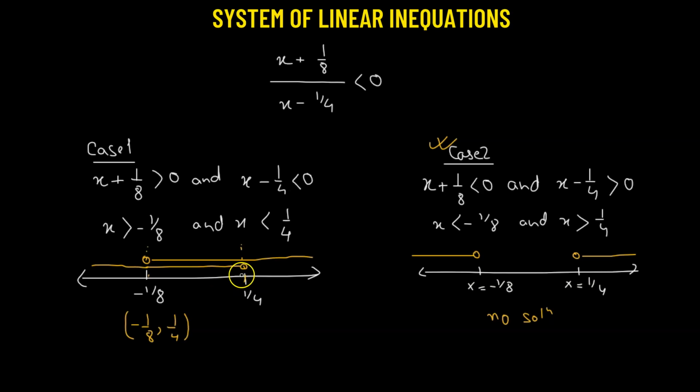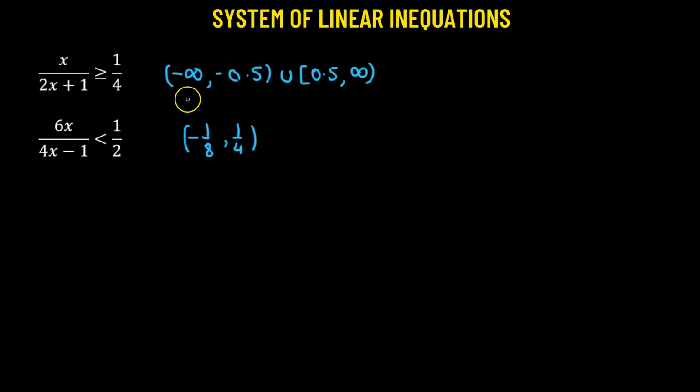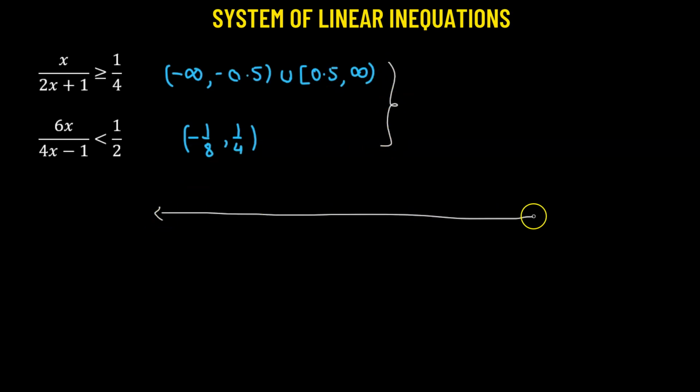So let's combine them. Our first linear inequality gave us the solution negative infinity to −0.5 union 0.5 to infinity, and the second linear inequality gave us −1/8 to 1/4. Right. So let's try to combine these two solutions on a number line. We will combine them graphically. That's going to help us easily find the common solution.